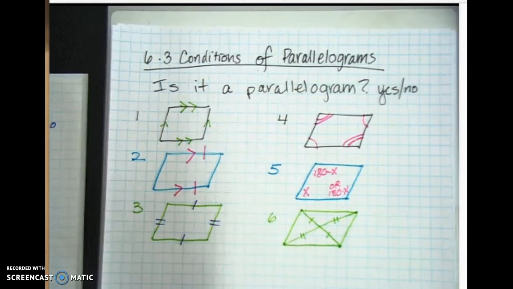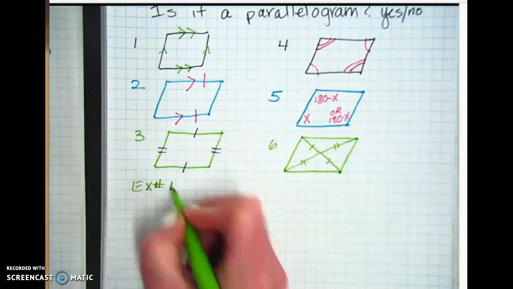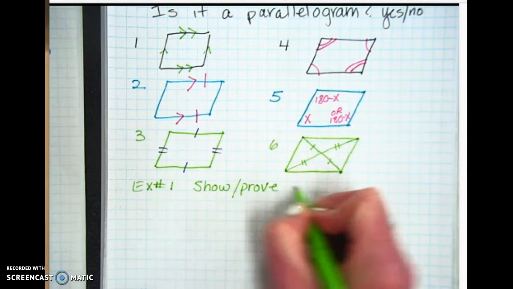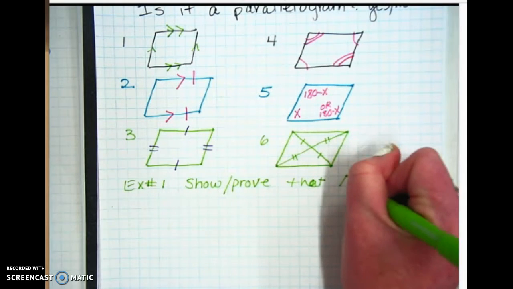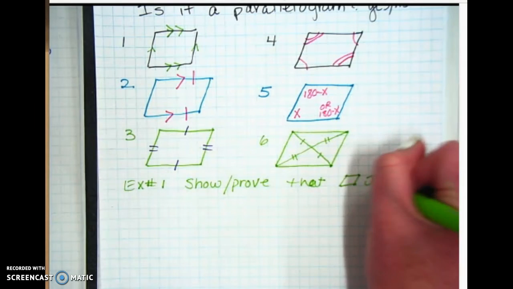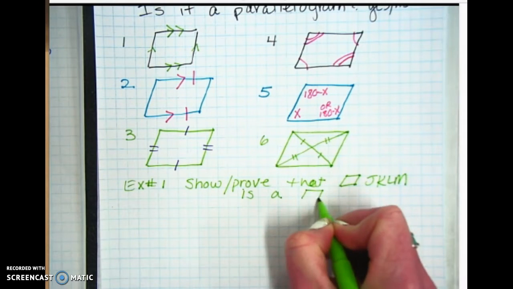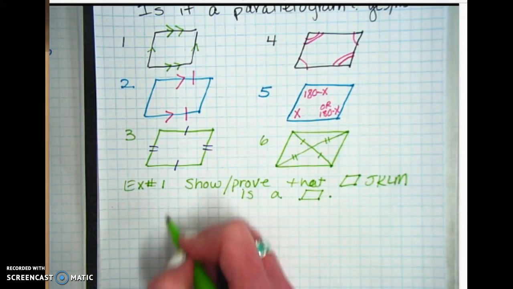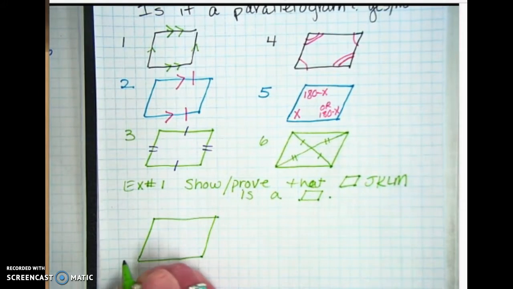All right, so let's see how those questions are going to be worded. So example number 1. You're going to be asked to show or prove that a parallelogram, and remember yesterday I told you could use this little shortcut, this little box, instead of writing out the whole word parallelogram, we'll call it JKLM, is a little box parallelogram. If you want to write out the whole word parallelogram, go for it. All right, so we're going to draw a parallelogram. We'll call it JKLM.